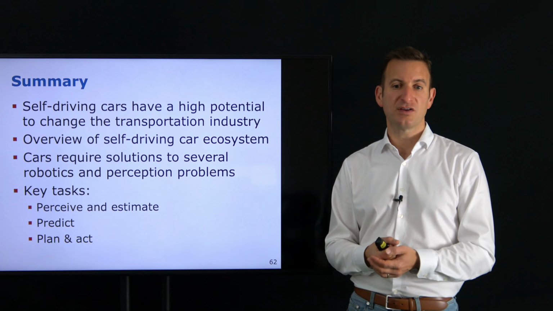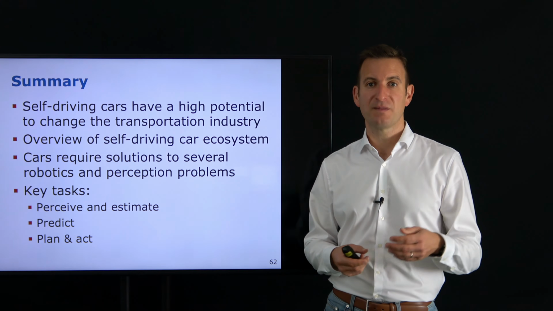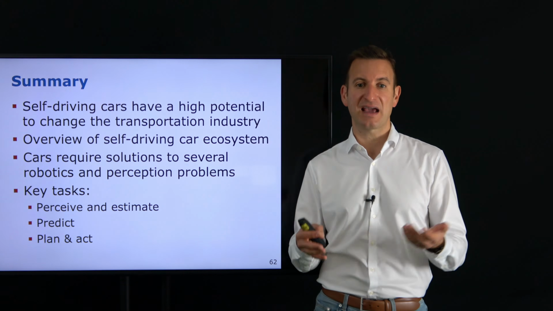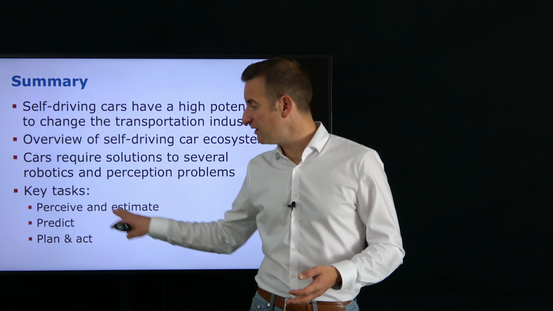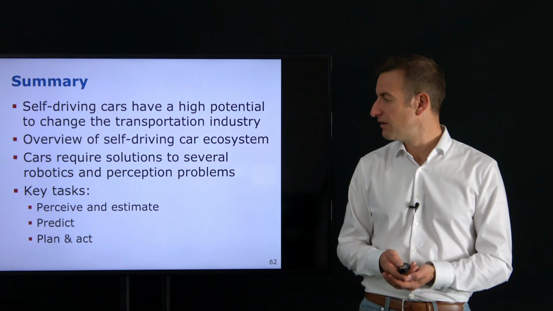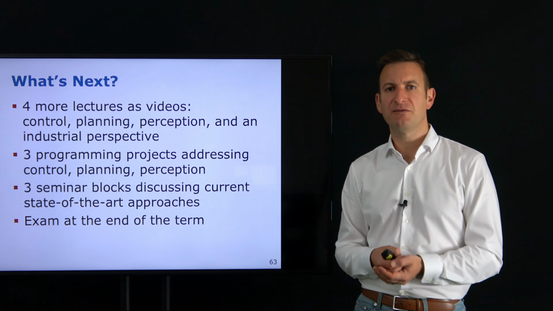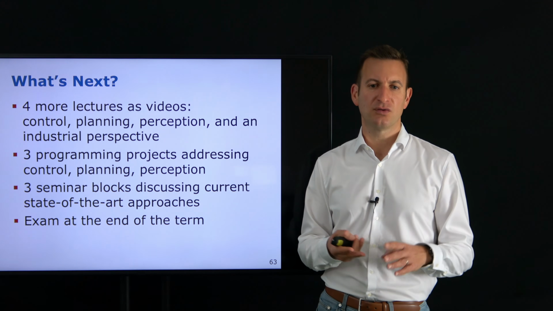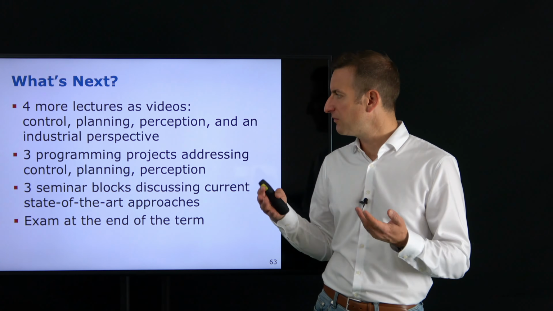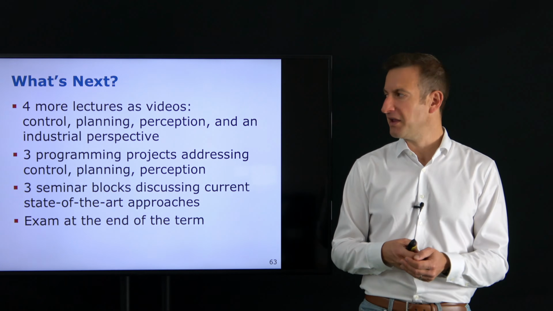What cars need to do, they typically need to perceive the world and estimate what's going on, and they need to predict what's going to happen in the future so that they can plan and act and execute. And we have basically this loop which is always ongoing, and we will look into different aspects of these key building blocks. So what is next in this lecture? There will be 4 more lectures looking into control, planning, perception, and also a few from an industrial or practical perspective, given by Igor Bogoslavskyi, who is working for Apex AI.